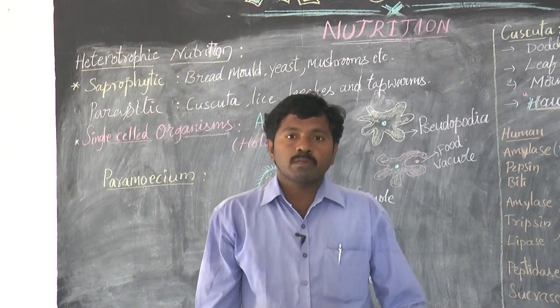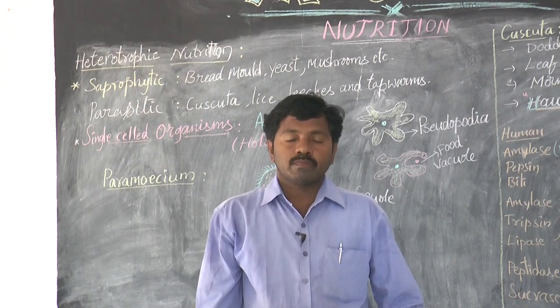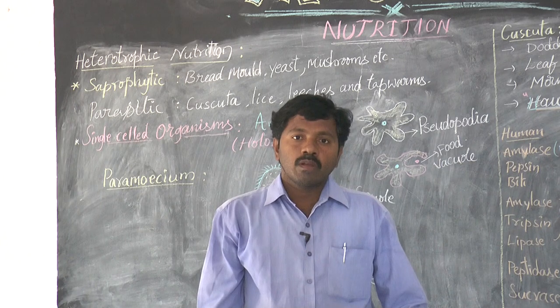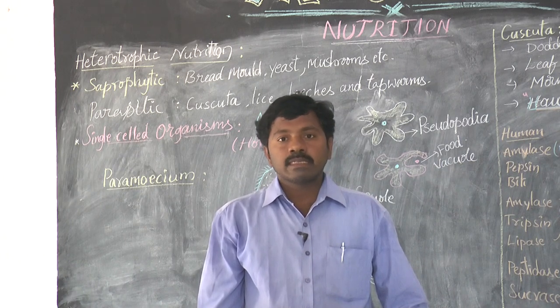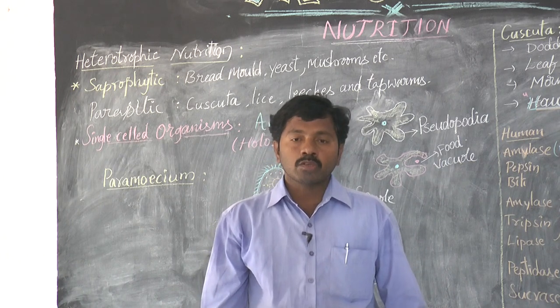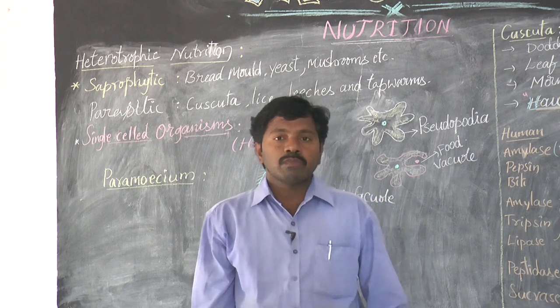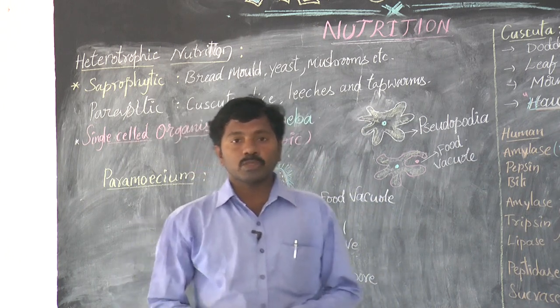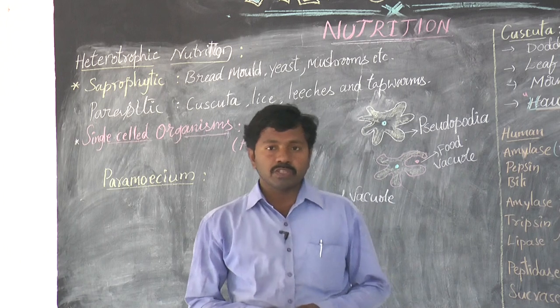Last class we discussed autotrophic nutrition. The best examples are green plants and green algae. Those are autotrophic nutrition. Today we will discuss heterotrophic nutrition. So what is heterotrophic nutrition?